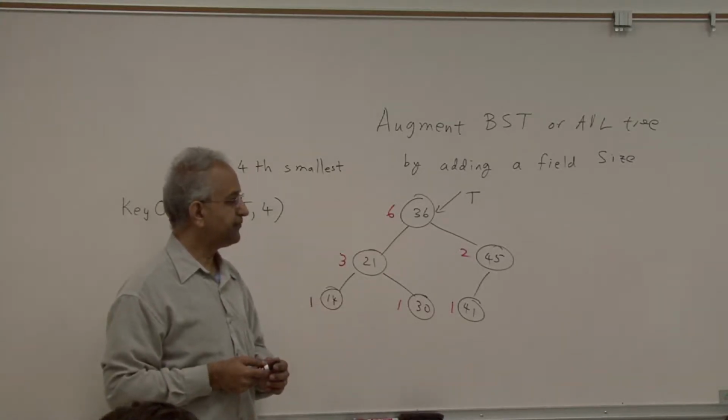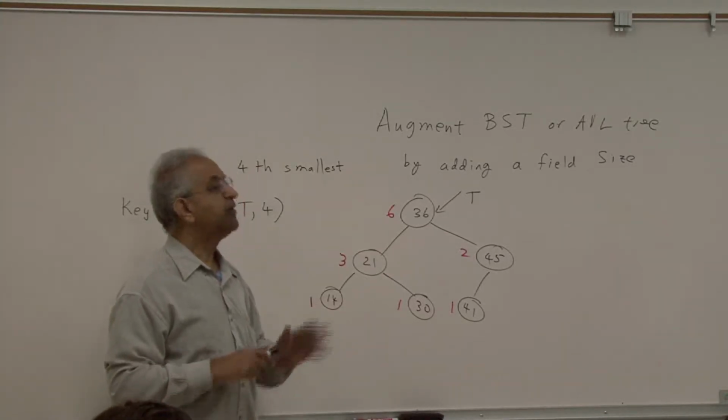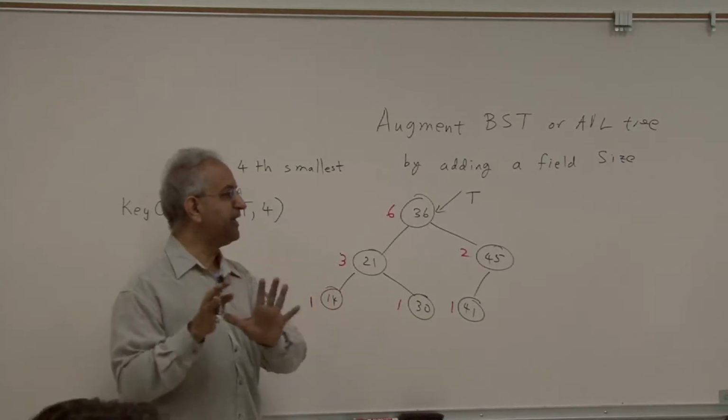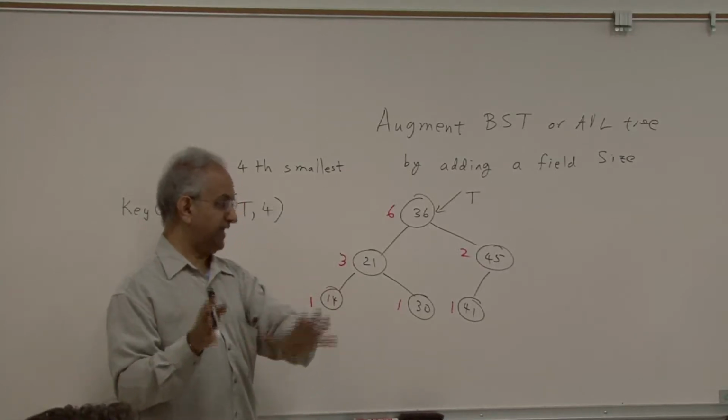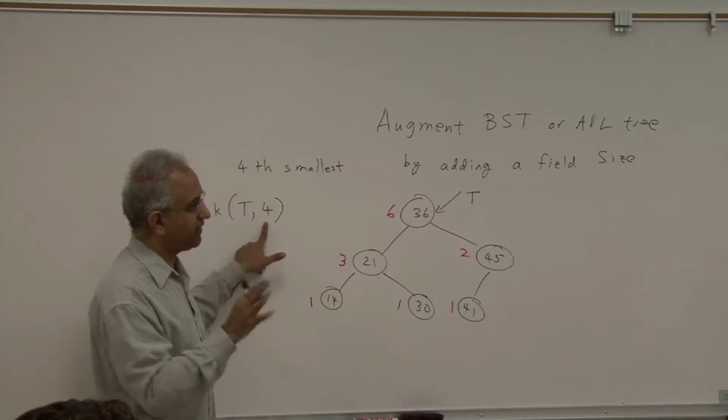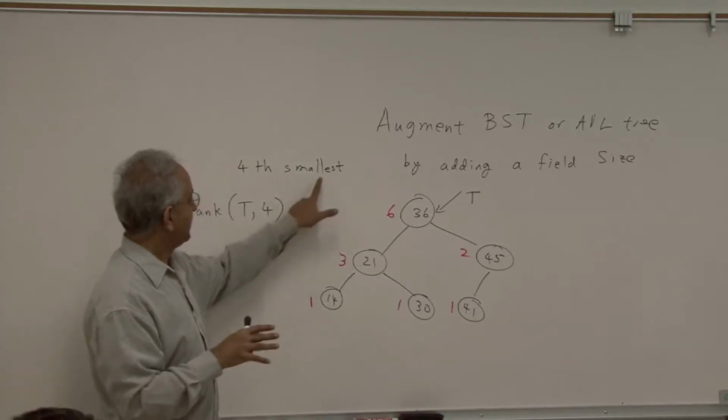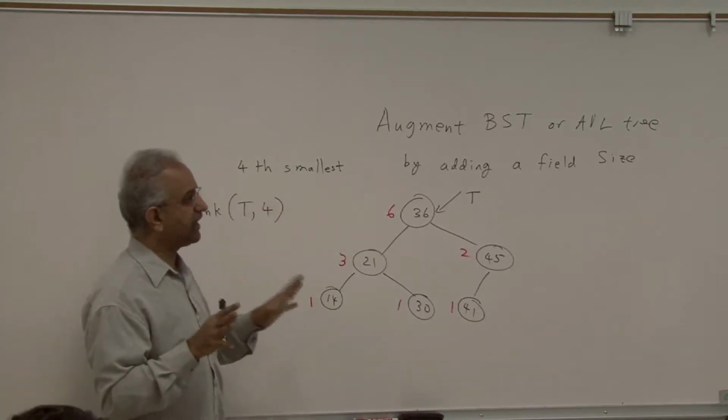If n over 2 is your median, then... No, don't think in terms of median. I talked about median only because it's the most important thing. Let's talk in more general terms. We are not looking for the median. We are looking for the kth smallest, where k is an arbitrary number.